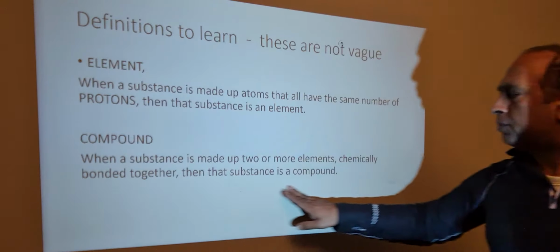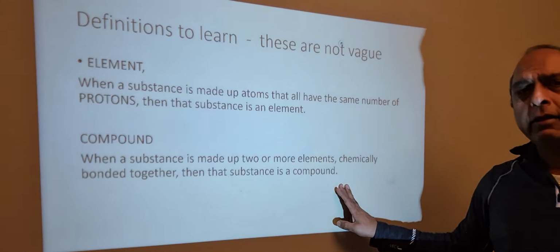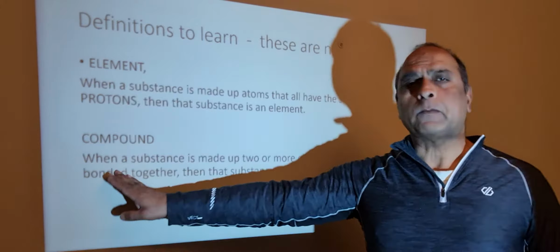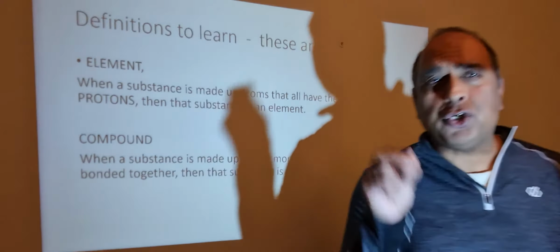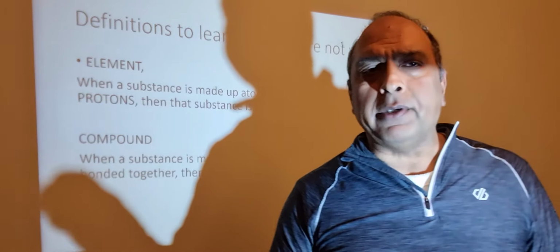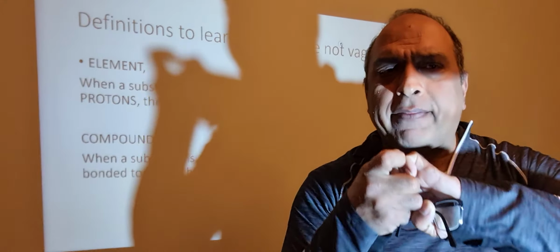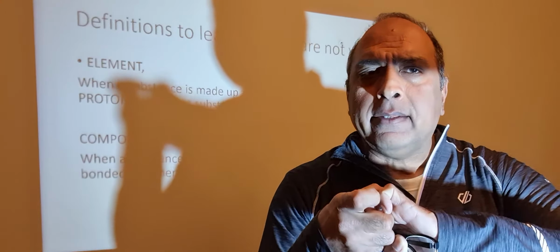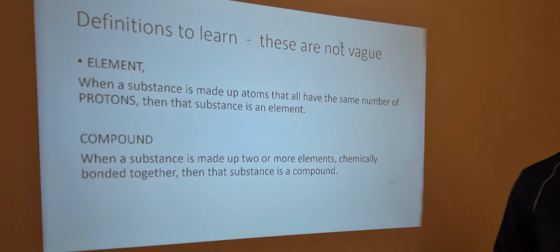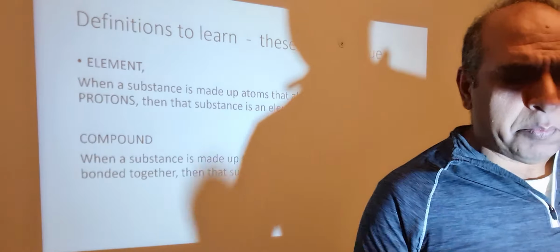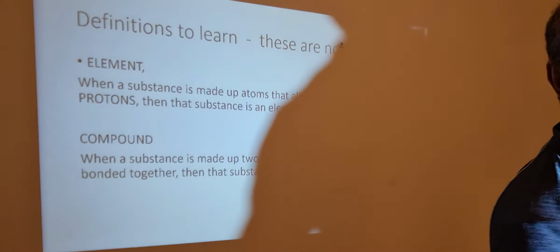Then that substance is a compound. So let me read it all in one go. When a substance is made up of 2 or more elements chemically bonded together, then that is a compound. Learn that. Pause it, write it, practice it, and then we can move on.